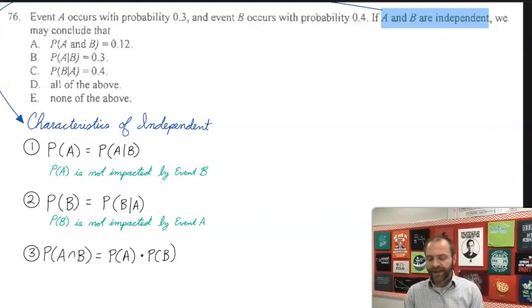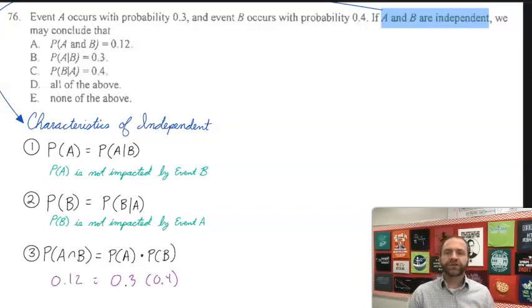If I were to do this one, I have the probability of A and B. This would be 0.3 times 0.4, which equals 0.12. Notice choice A says the probability of A and B is 0.12. That is true, so I know this one is true. Choice B says probability of A given B equals 0.3. So let's go to characteristic number 1 here.